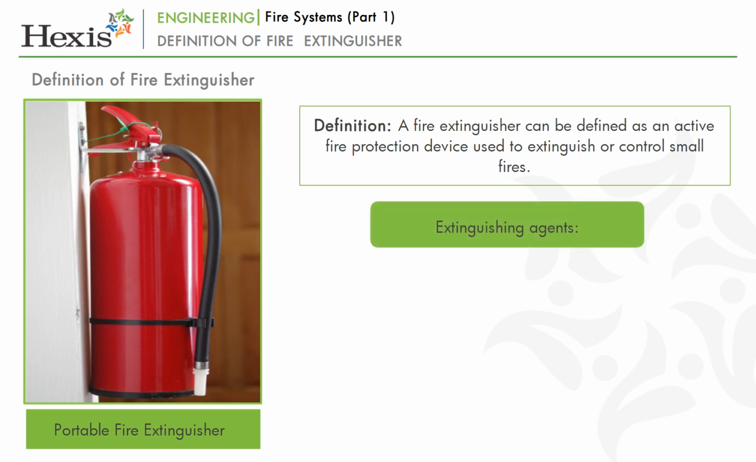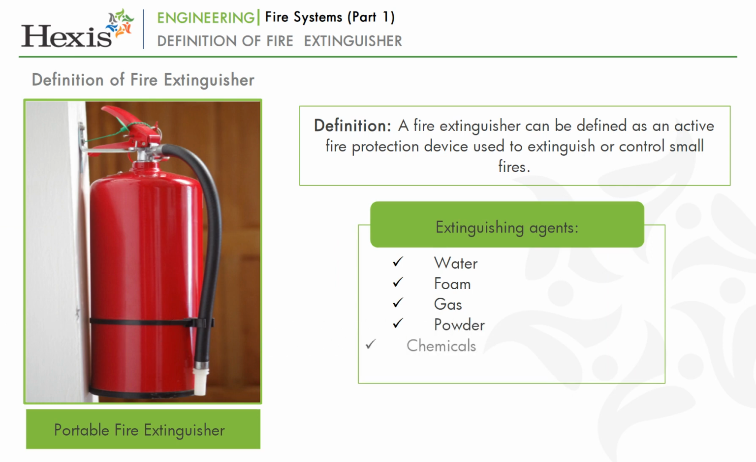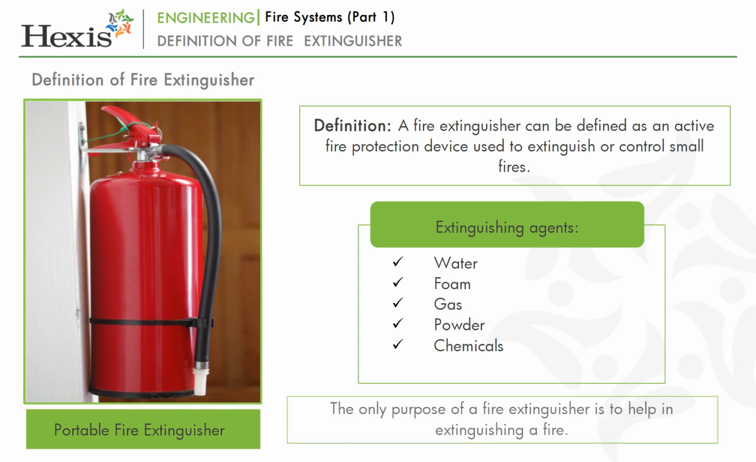The extinguishing agent could be water, foam, gas, powder, or some chemicals that may cool the burning material, deprive the flame of oxygen, or interfere with the chemical reactions occurring in the flame. The only purpose of a fire extinguisher is to help in extinguishing a fire. However, the way it is achieved may depend on the type of fire extinguisher. Remember the fire tetrahedron. We saw that removal of any one element of the tetrahedron will lead to control of fire.